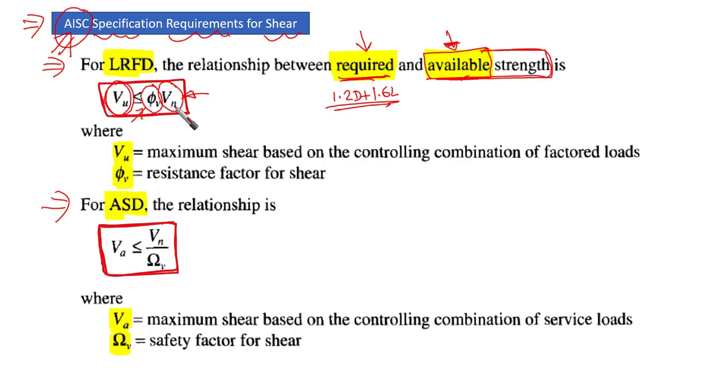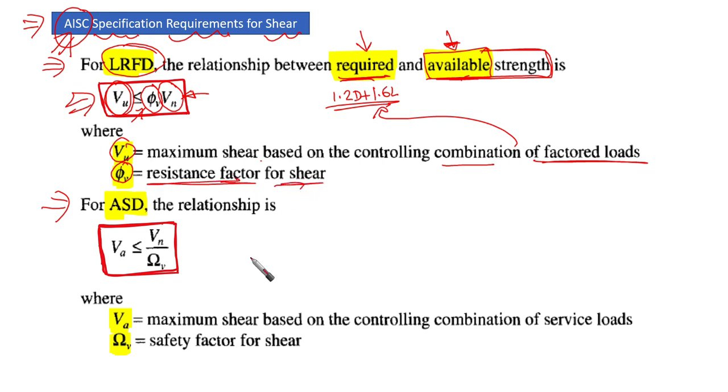Okay, so this is how we deal with LRFD, the AISC specification requirement for load and resistance factor design. And we know, of course, V ultimate is the maximum shear based on the controlling combination of factored load, as I said here, and phi V is the resistance factor for shear. We are going to talk about this resistance factor based on some cases, so we will consider them later. So this is for LRFD.